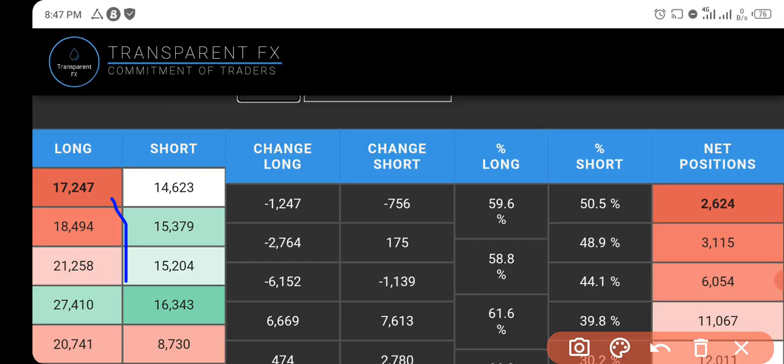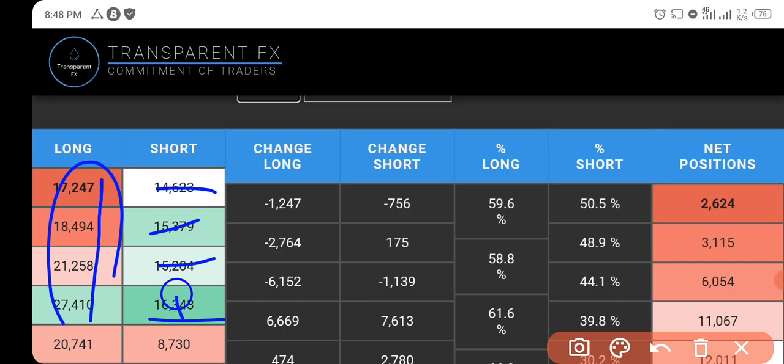So this is 27,000 longs. Okay, let's do it this way. We have 27,000, 21, 18, 17. Now, even a 2-year-old boy will identify that the long position is decreasing. So the long position is decreasing. Now let's go to the short position. We have 16, 15, 15, 14. It's also decreasing, but the long position is decreasing more than the short position.